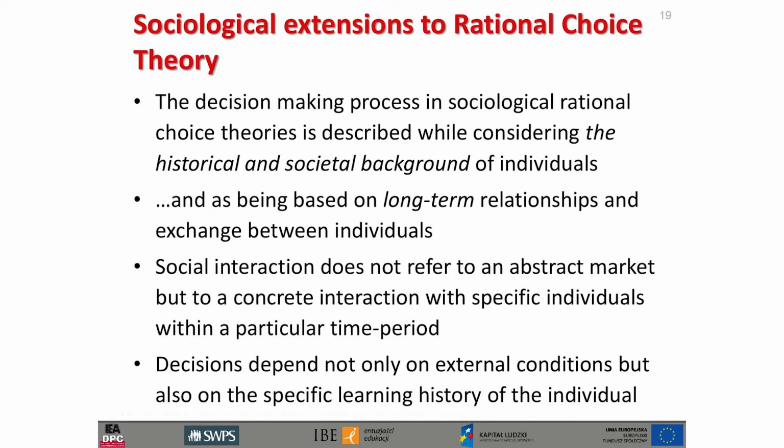The decision-making process in sociological rational choice theories is described while considering the historical and societal background of individuals. So this is the add-on from the sociological side to the economic-based theories. It is described as being based on long-term relationships and exchange between individuals. So it is assumed that the social interaction does not refer to an abstract market, but to a concrete interaction with specific individuals within a particular time period. And the decisions depend not only on the external conditions, but also on the specific learning history of the individual. So you see that in sociological theories, the individual comes into consideration.